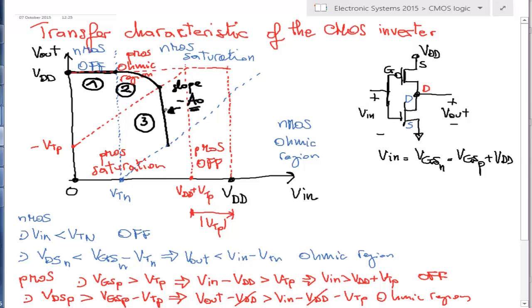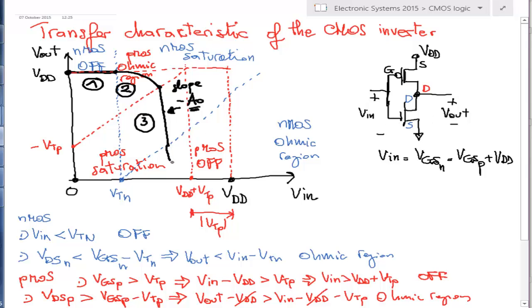So the slope of the characteristics is the gain of the inverter when both transistors are in the saturation region. Then we can continue. Now it's easy. When we continue, we cross this dotted line, and therefore the NMOS goes from the saturation region to the ohmic region. This means that we still have current, but now we have a smaller drop on the NMOSFET.